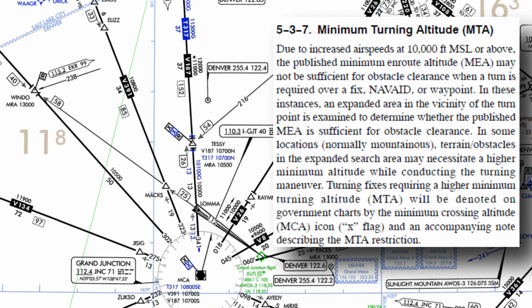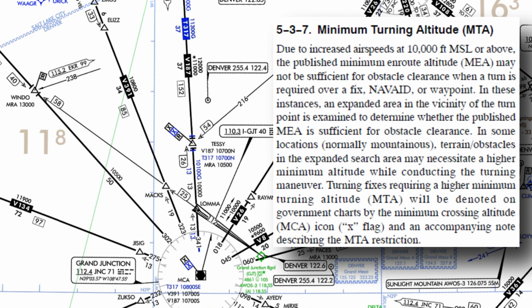Due to increased airspeeds at 10,000 feet MSL and above, the published MEA may not be sufficient for obstacle clearance when a turn is required over a fix, nav aid, or waypoint. In these instances, an expanded area in the vicinity of the turn point is examined to determine whether the published MEA is sufficient for obstacle clearance.